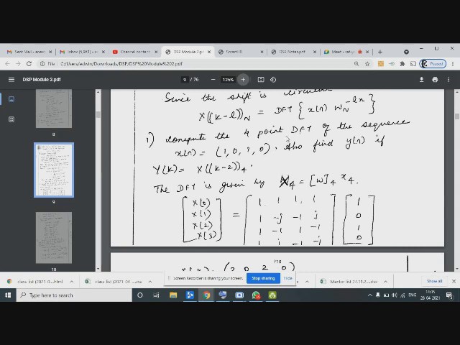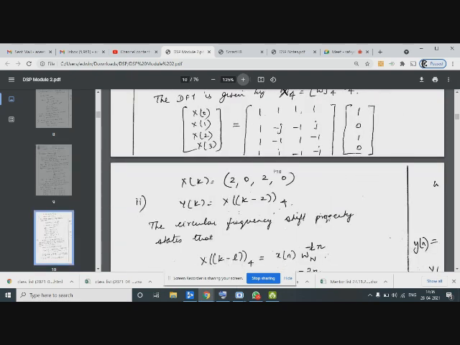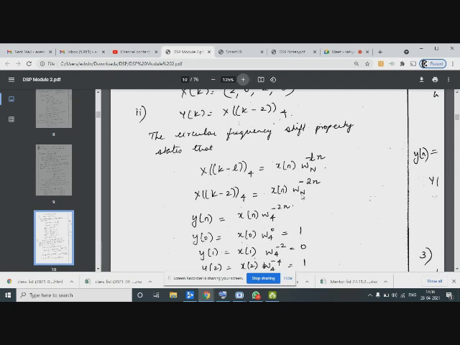All of you do it. 4-point DFT you have to calculate and look at the expression. You are asked to find y of n if y of k is the DFT of y of n. Y of k is given as x of (k minus 2) mod 4. That means y of n is nothing but x of n into W4 power minus 2n. Is it not? Got this? This is what you're supposed to do. Because shift is minus 2, x of n W4 power minus 2n will give you your value.